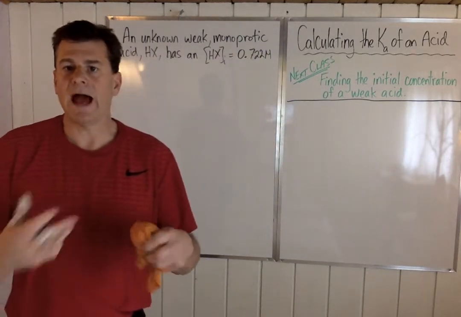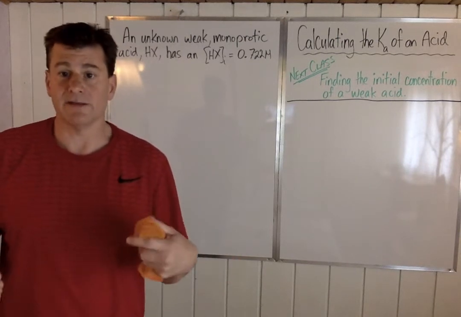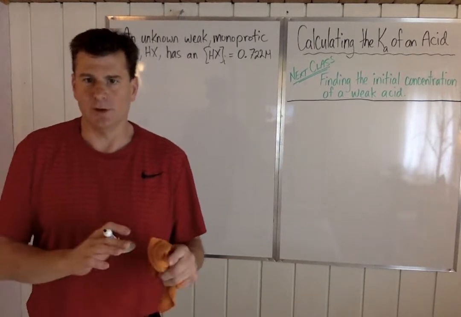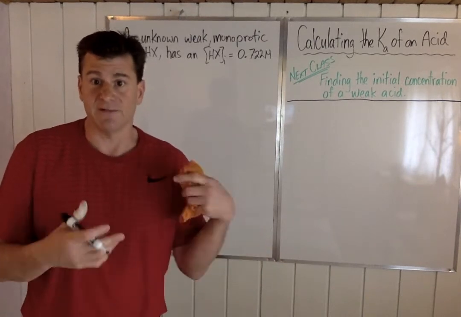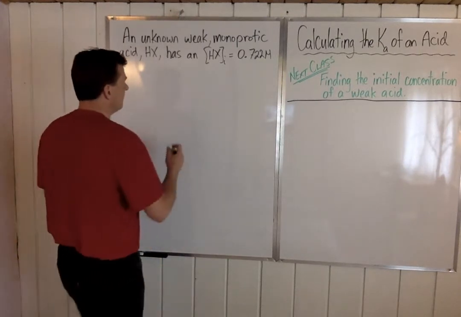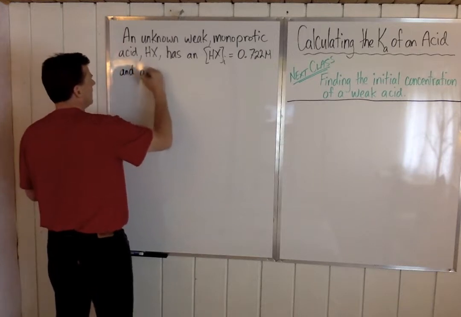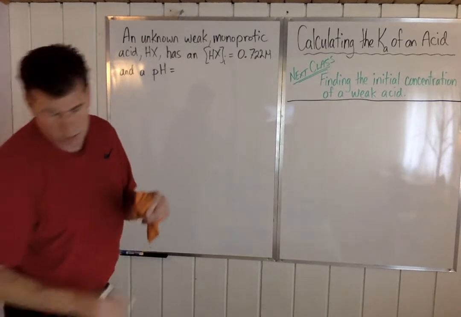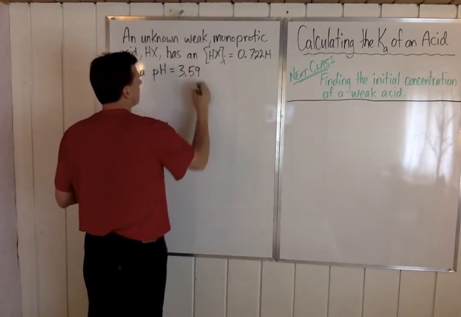Okay, so that would be determined through a titration, which is way more complicated than me just putting up the number. So when we get to titration, one of the critical things is what's the initial concentration of the acid in the very first place. Titration tells you that. So there's our initial concentration of that acid, and a pH equal to 3.59.